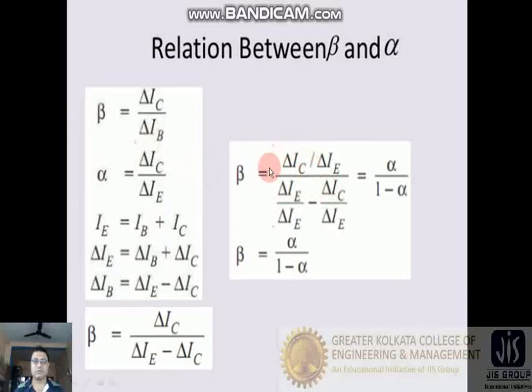So in this way, if we simplify this equation, beta equal to IC by IE plus IC. You just put the value of this and we can get the expression in terms of alpha like this: beta equal to alpha by 1 minus alpha, sorry, and this is the final expression of the beta in terms of alpha. So in this way our relation is established between the alpha and beta, and we can compute the alpha and beta value in this way.